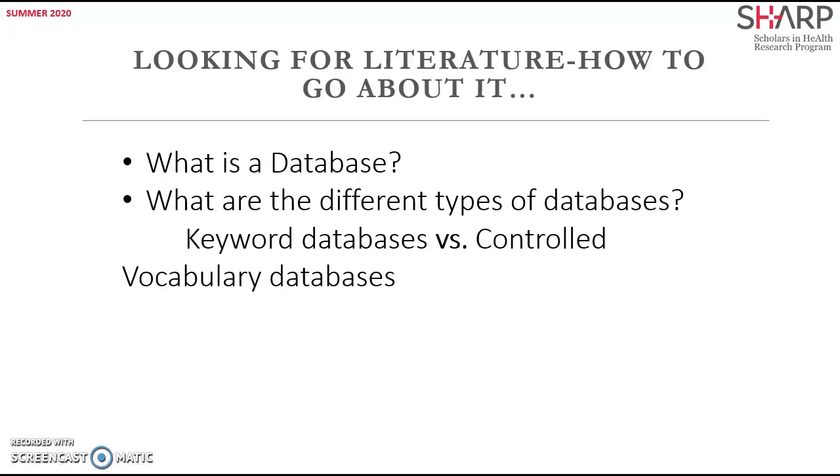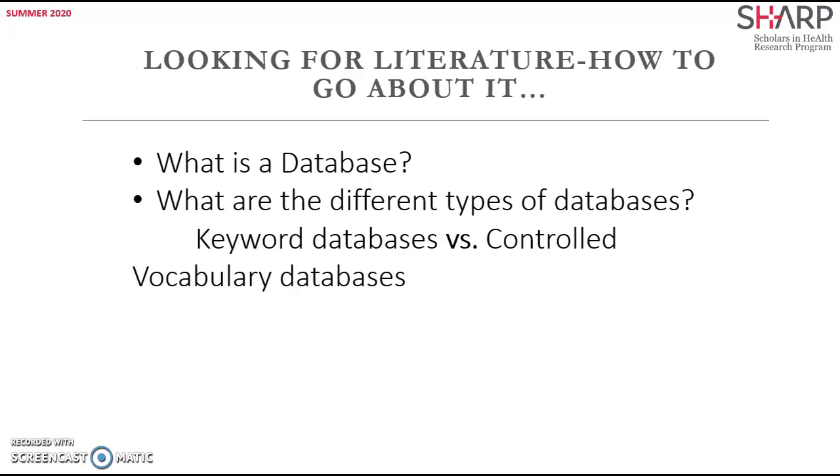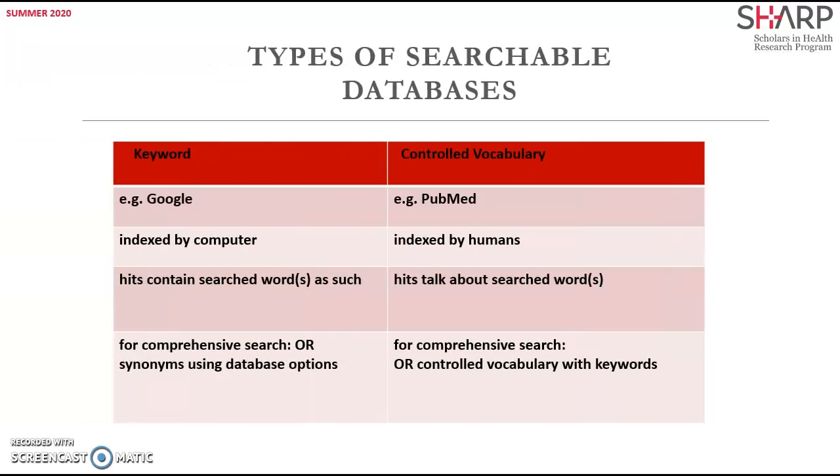Or to look up literature in databases. These are electronic resources that collect not raw data but processed data for you to use. There are two different types of databases: keyword databases and controlled vocabulary databases. One famous example of a keyword database is Google. Another famous example, of a controlled vocabulary database, is the free PubMed.